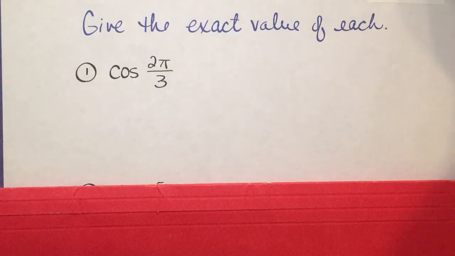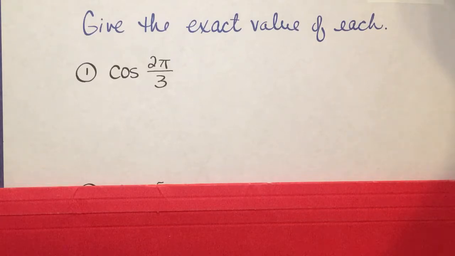Okay, now what we're going to do is find the exact value for the trig function of each of these angles. This is actually exactly the same thing that you did in the previous section. It's just in the previous section you did this when the angle was given to you in degrees, whereas here it's given to you in radians. But other than that, it is exactly the same as section 3.1.